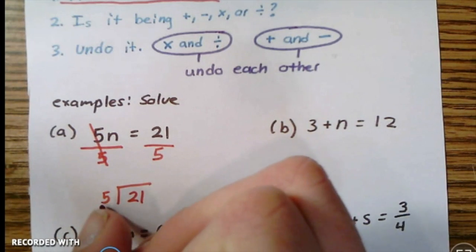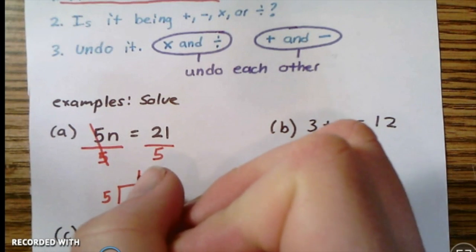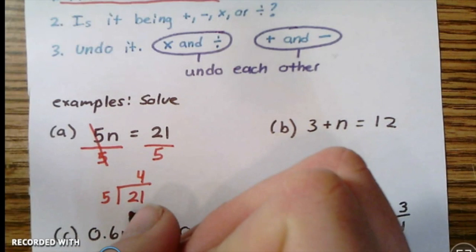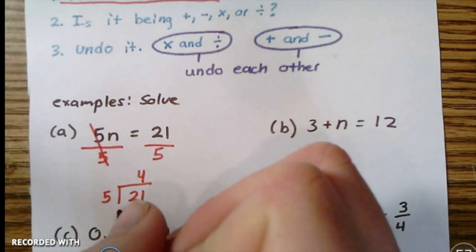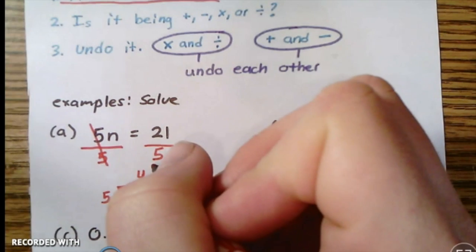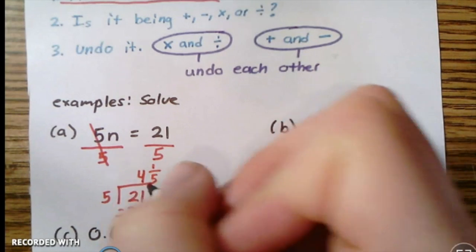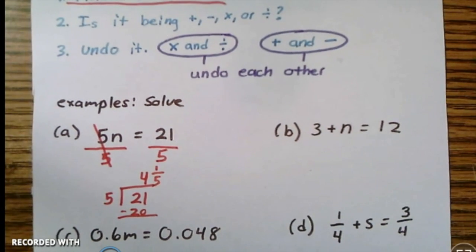So I've got 5 goes into 21 4 times. 4 times 5 is 20. I have a remainder of 1. And so my answer is 4 1/5.